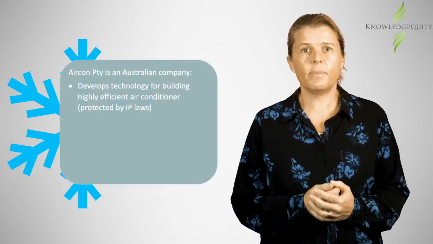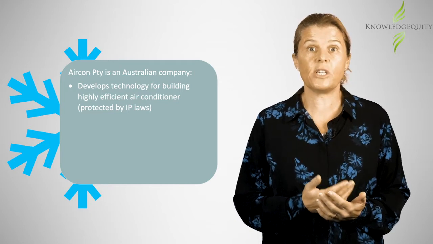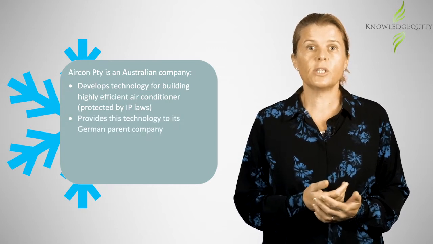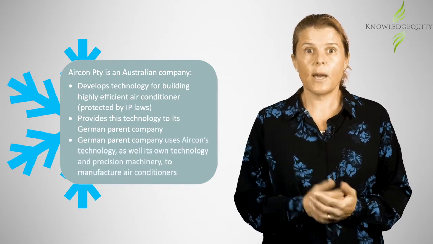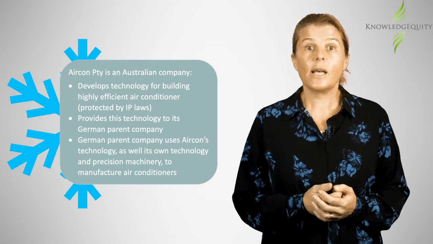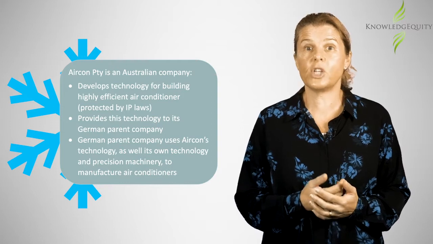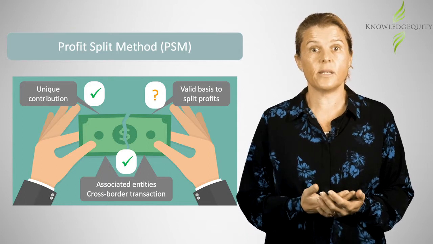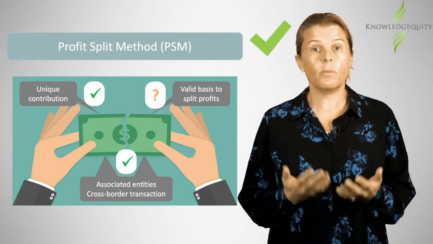For example, Aircon Proprietary Limited is an Australian company that develops technology that will assist in the building of air conditioners that are more efficient than others currently in the market. It provides its technology, which is subject to intellectual property laws, to its German parent company. The German company, using the supplied technology, as well as its own technology and precision machinery, manufactures highly efficient air conditioners. If, under this arrangement, an economically valid basis could be found for allocating the profit between Aircon and its parent, the PSM could be used.